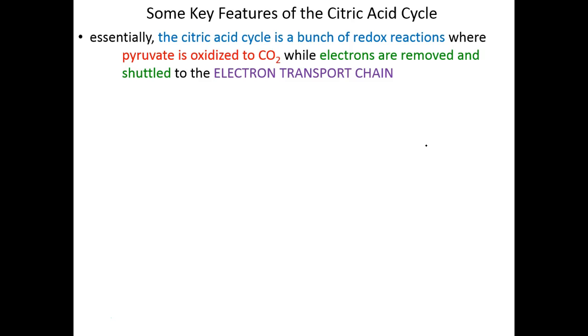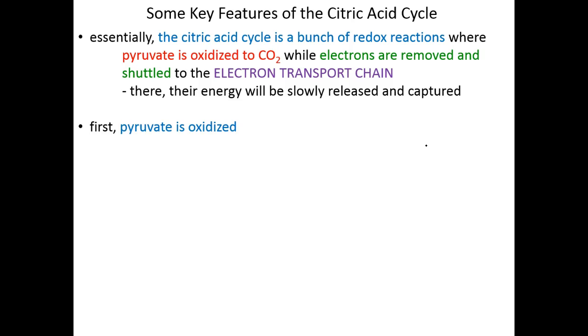The electrons, now reducing those electron carriers, are going to be shuttled to what I've been referring to as the electron transport chain, where their energy will be used to drive more metabolic processes forward. Slowly, little by little, the high power energy in those electrons will be released and used to drive a process that will allow us to make ATP.